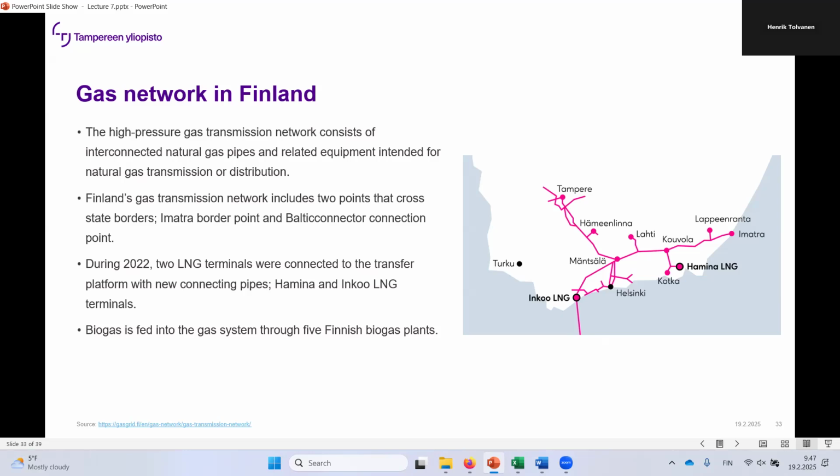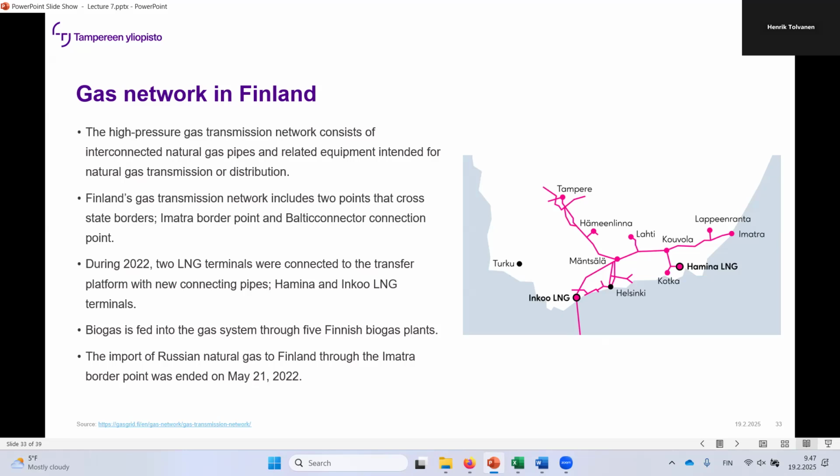Biogas is fed also into these Finnish biogas plants, but that's a really small amount that's being utilized. The main consumption is in the chemical industry and in the power plants, but households also utilize this. And on May 22, 2022, the Imatra connection was closed. So I'm guessing at the moment it's zero.